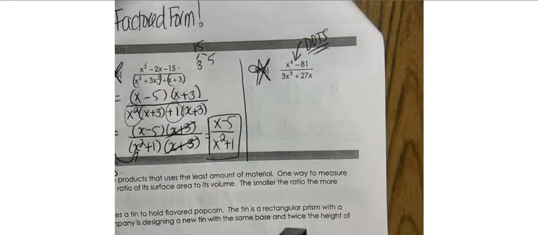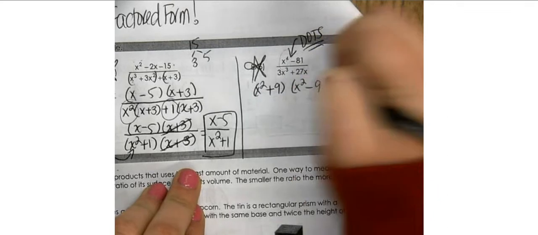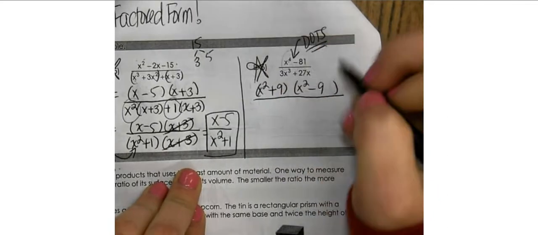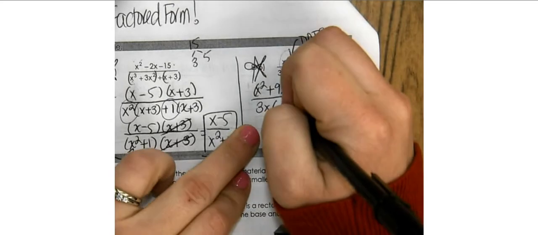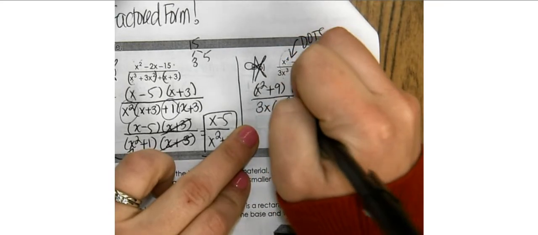In example 6, x to the 4th minus 81. That is a difference of 2 squares because we have an even exponent minus a perfect square. So I'm going to split it apart into 2 parentheses. The square root of x to the 4th is an x squared and an x squared. And the square root of 81 is 9, so I'm going to have a plus 9 and a minus 9. In my denominator, 3x cubed and 27x both have in common a 3x. So I'm going to factor out a 3x, and my leftovers is going to be an x squared plus 9.